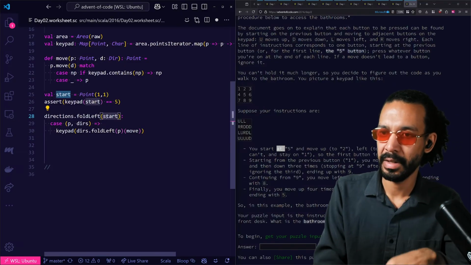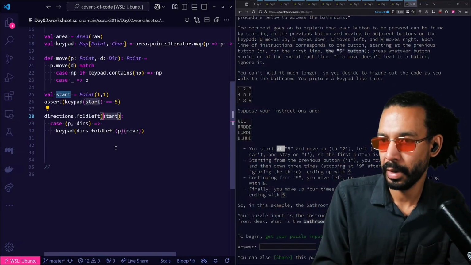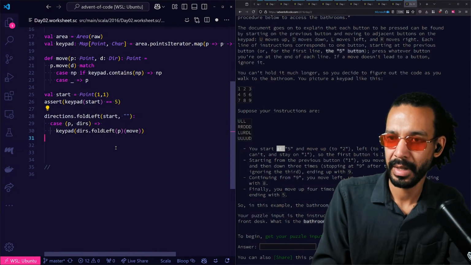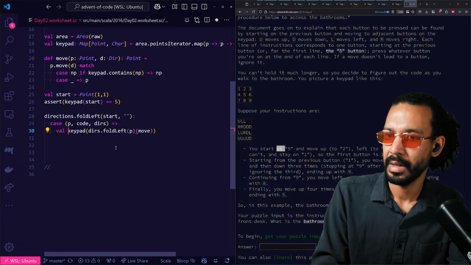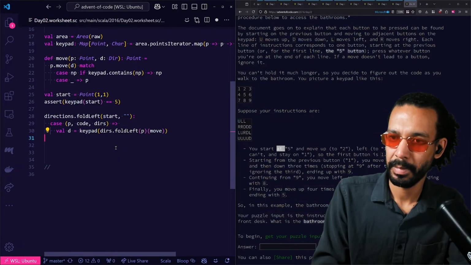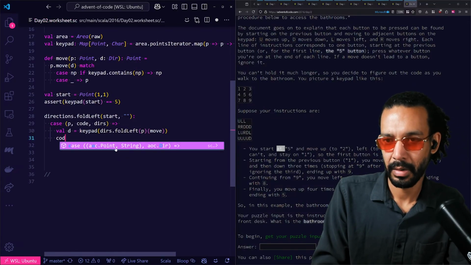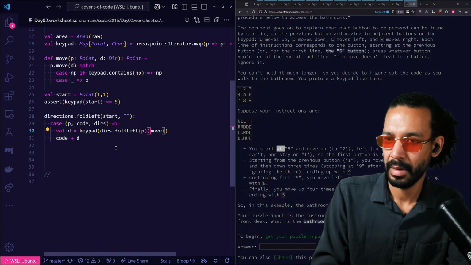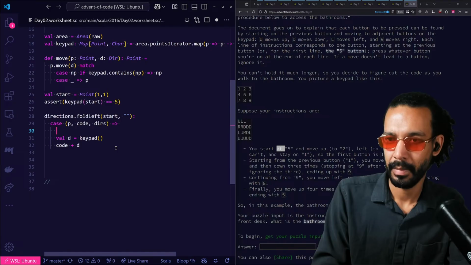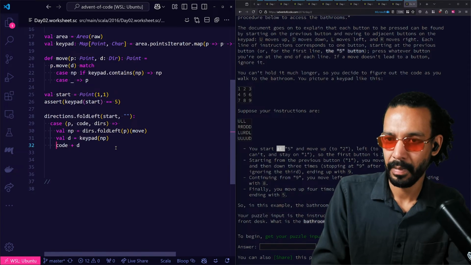So there is a state, but there's also the string, the code that we're building. So we're going to start with an empty string. So position, code. This is the digit that we're placing, and code plus that digit, and then a new position. So val new position is there. And we have the new position and the next code.